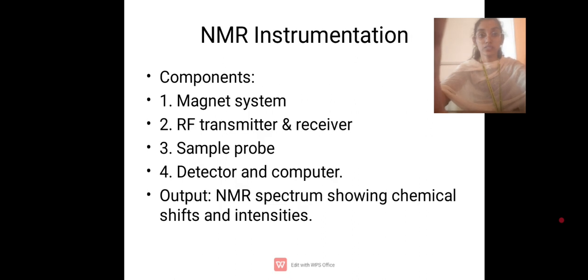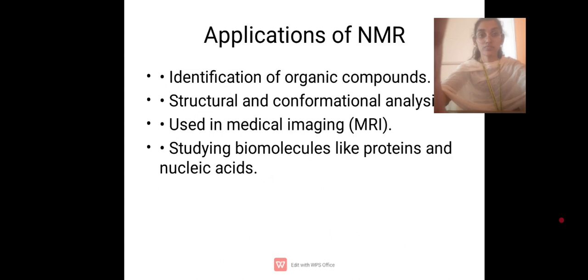NMR instrumentation. Instrumentation means components. Components like magnet system, RF transmitter and receiver, sample probe, detector and computer. Output: the NMR spectrum shows chemical shifts and intensities.